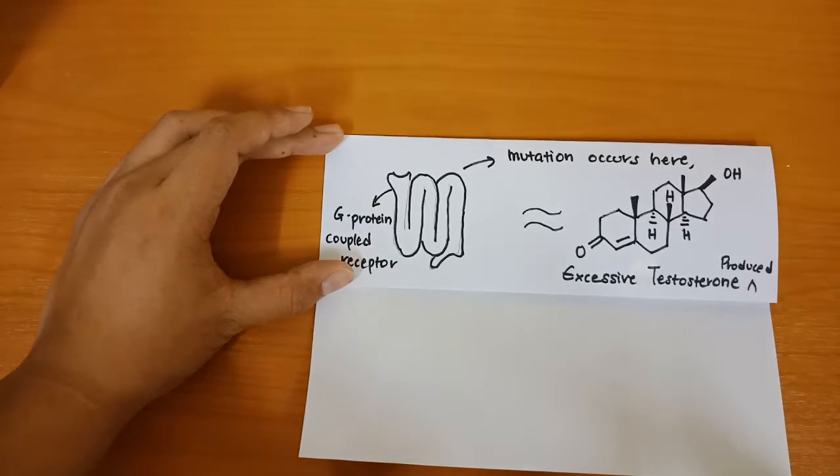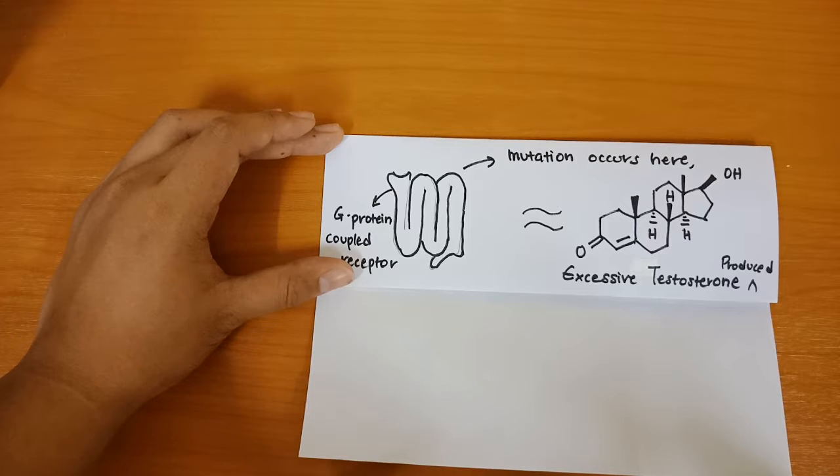In addition, several cases of essential hypertension arise from mutations in G protein's beta subunits.